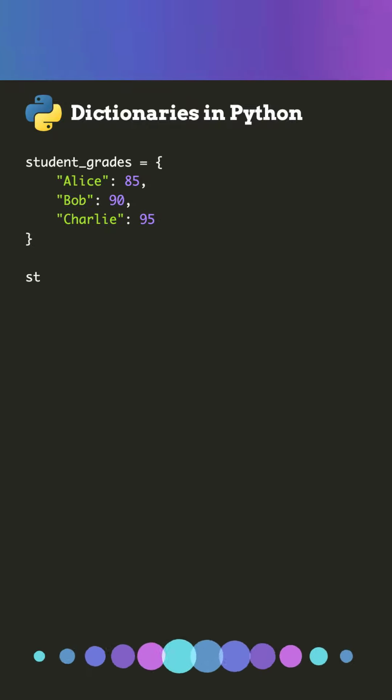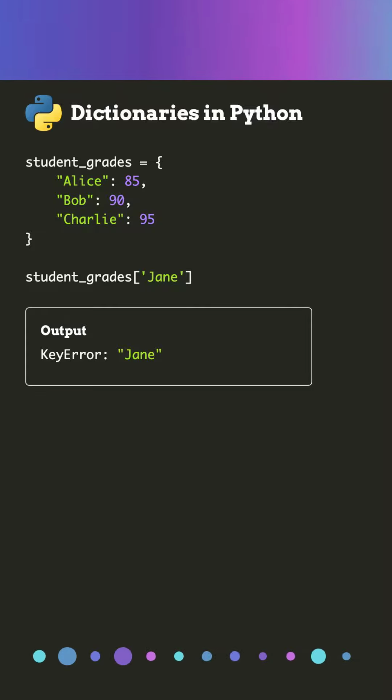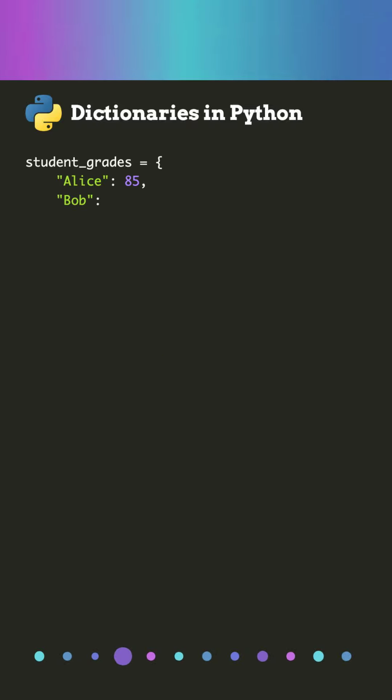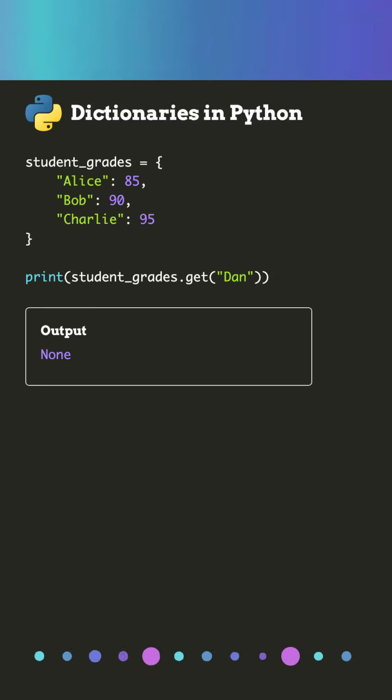But what happens if we try to access a key that doesn't exist, like Jane? Python will raise a KeyError. To avoid this, use the get method, which returns None if the key doesn't exist.